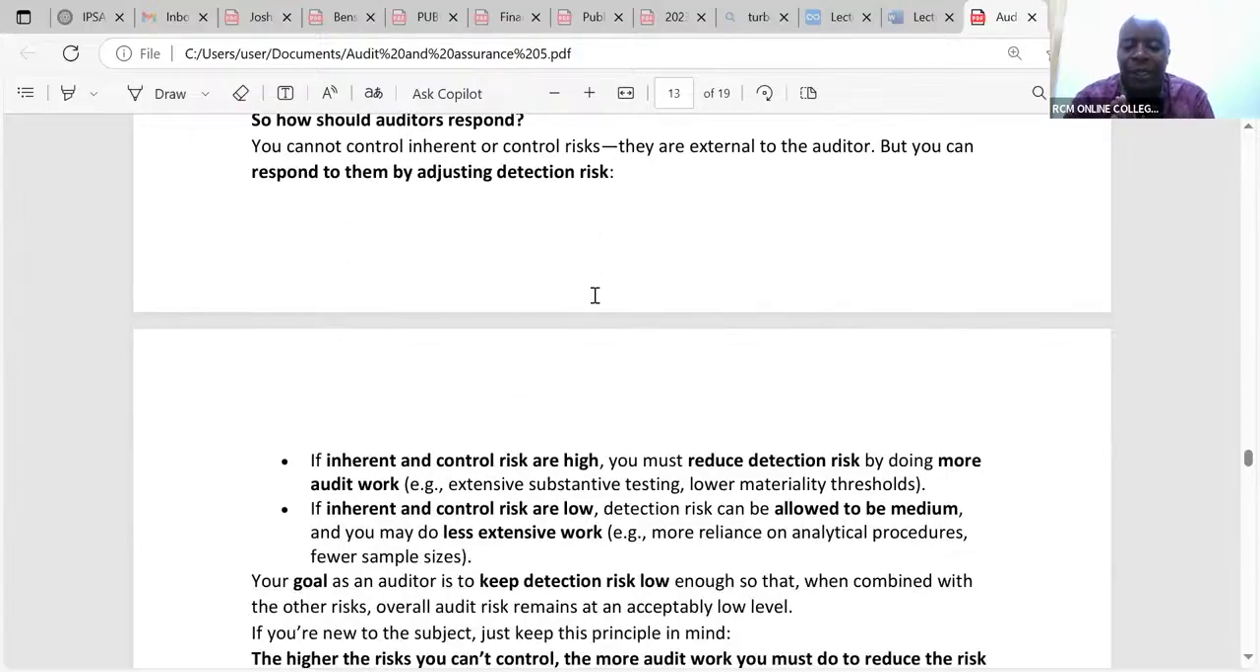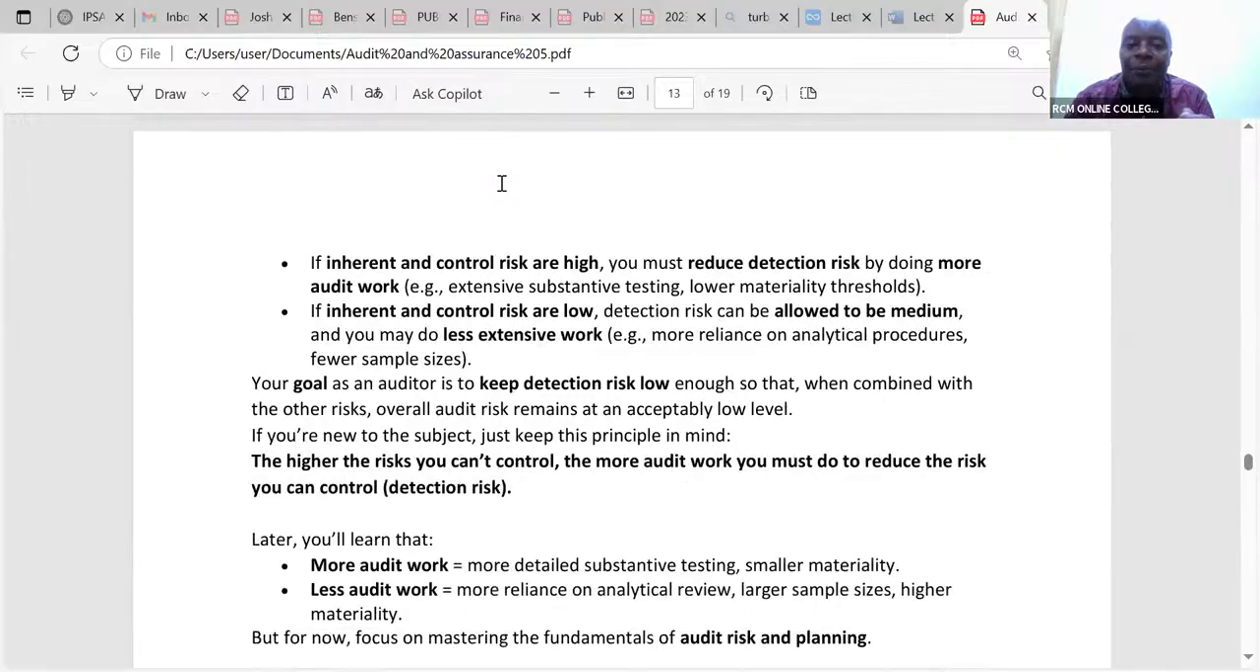Ladies and gentlemen, you may not have understood anything that I've taught, but this is something that I would want you to go home with. That you as an auditor, you cannot control inherent or control risks because they are external to you. You're not the one who is charged with the responsibility of putting in controls of a company. And the nature of a business that these investors get into is their business. You've got no control over that. They're external to the auditor, but you can respond to them by adjusting detection risk.